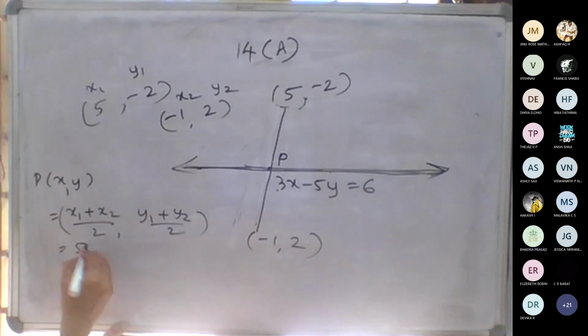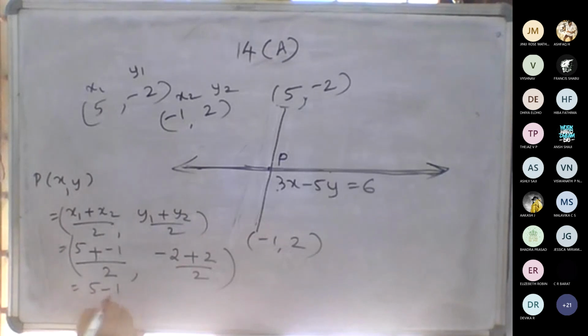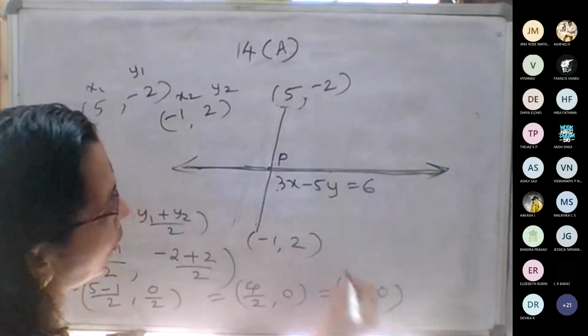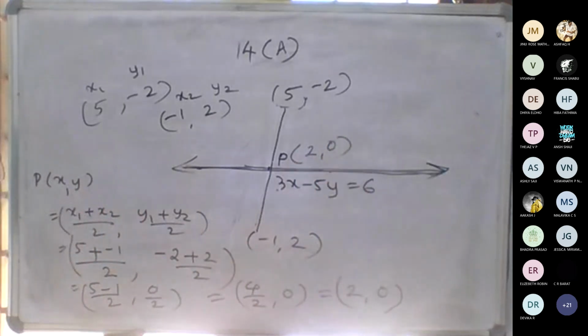x1 plus x2 by 2, y1 plus y2 by 2. So x1, 5 plus x2, which is negative 1, divided by 2. y1 plus y2 by 2 means negative 2 plus 2 by 2. So 5 minus 1 by 2, 0 by 2. That is 4 by 2 comma 0, that is 2 comma 0. So this point P we got as 2 comma 0. Don't write first, listen.